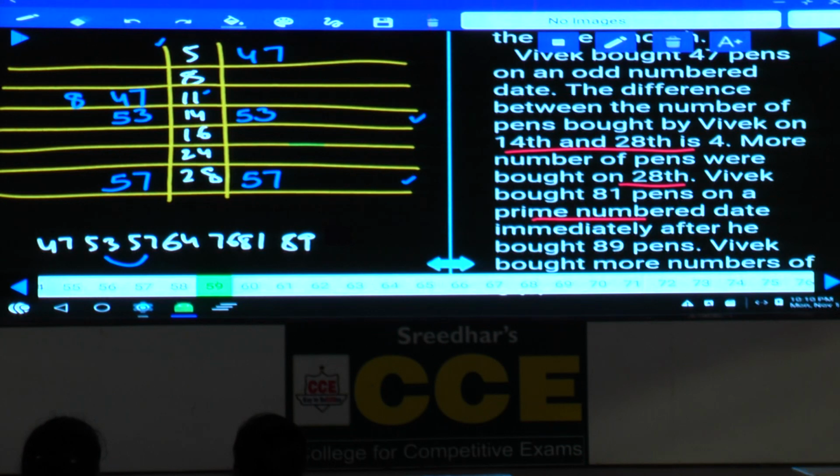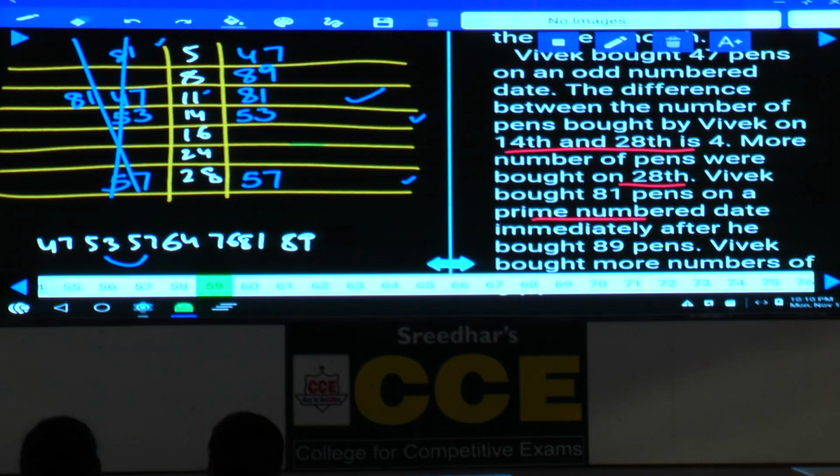81 cannot be here, because if 81 is here, 89 must be immediately before it, which is not possible, so the second case is invalid. Now in this one, this person bought 81 on the 11th, which is immediately after 89, hence 89 must be on the 8th. A prime number date means either 5 or 11. Here 11 is available, and before 11 there is an empty slot, the 8th, so 89 pens on the 8th.